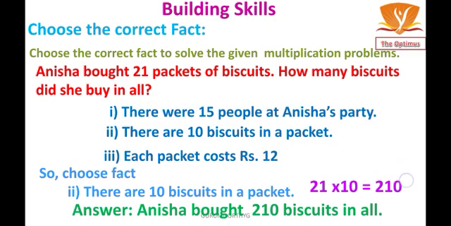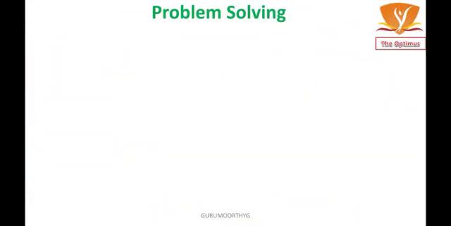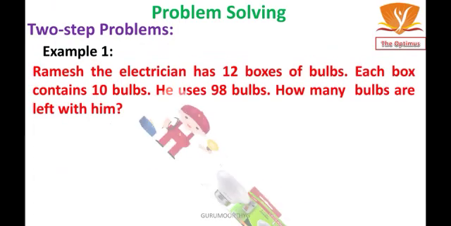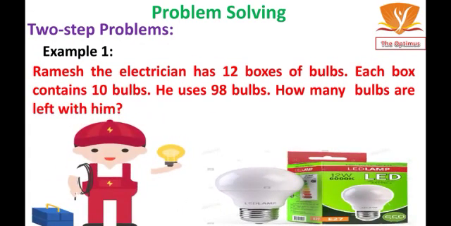Next topic is problem solving, two-step problems. Example 1. Ramesh the electrician has 12 boxes of bulbs. Each box contains 10 bulbs. He used 98 bulbs. How many bulbs are left with him? Dear kids, sometimes you may need to do more than one calculation while solving a problem. These are called two-step problems.